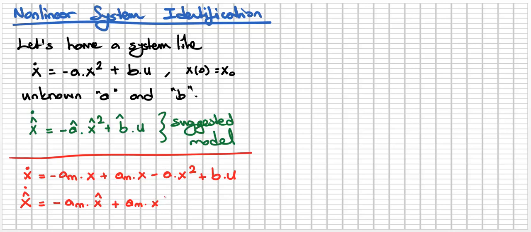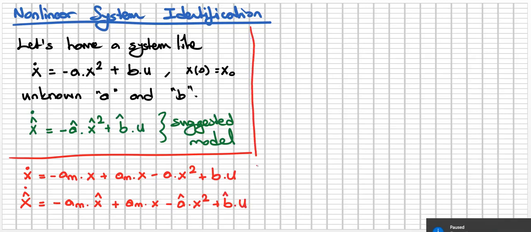And also we should give the minus a hat times x squared plus b hat times u. Okay, our system can be selected by using these terms. So this suggested model should be revised by using these coefficients. And then we should define the estimation error in here, like this one.